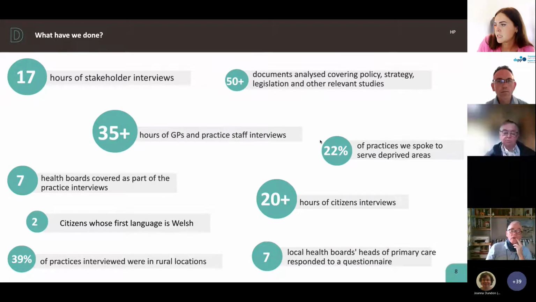So whether that was a practice manager or a GP, 22% of those people that we interviewed were from deprived areas. We got 2 citizens whose first language was Welsh, and even that, to be honest, was a real struggle. We were quite proud of that in the 12 weeks. And then another one there, just the entire health board landscape we covered as well as part of the practice interviews. So even though it was a 12-week focused discovery, I feel like we did achieve quite a lot in there.